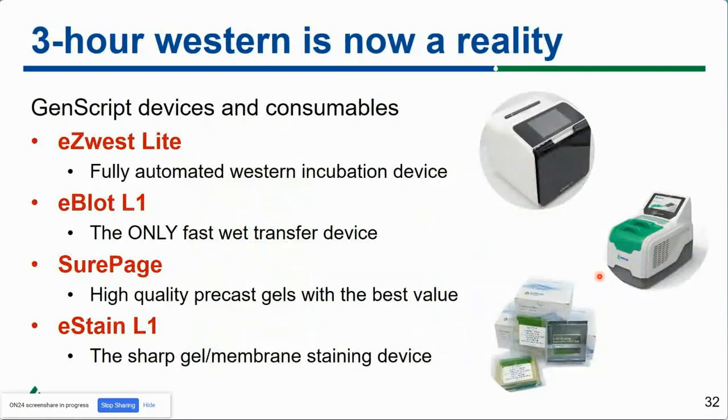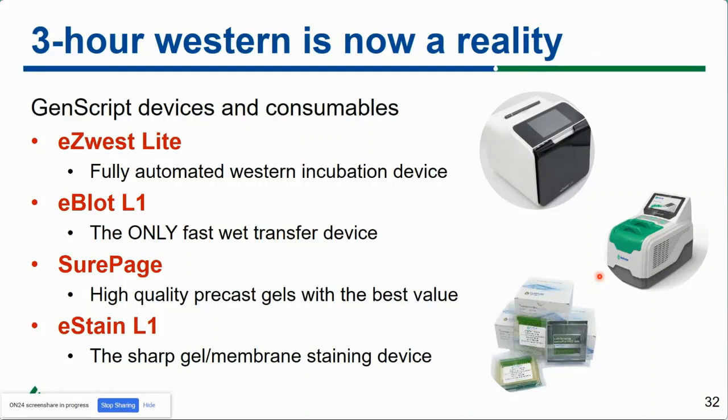Now, back to a summary for today's talk. After a few years of work, we were able to make the 3-hour Western a reality. Okay, this doesn't come in one go. We have put our efforts into multiple devices and consumables to be able to do that. So that's what we covered today. That's EasyWestern Lite, which is what we just launched, a fully automated Western incubation device.